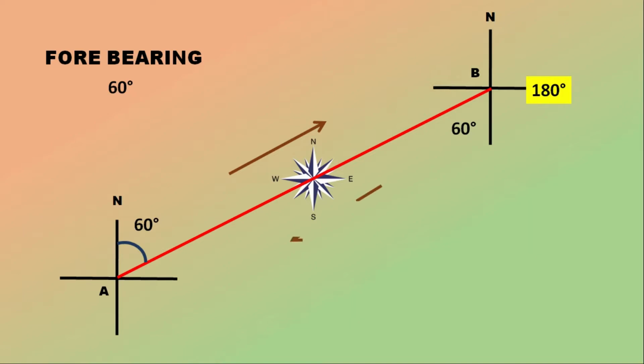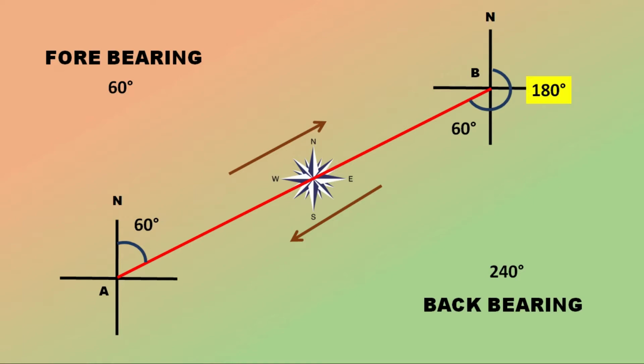So starting from B, we need to move in opposite direction in clockwise direction. So we will start with the north and end with the survey line B to A. 60 reading we will have. If we add 180 to that 60, the answer will be 240. So we can say that for AB survey line, forebearing is 60 degree and backbearing is 240 degree.